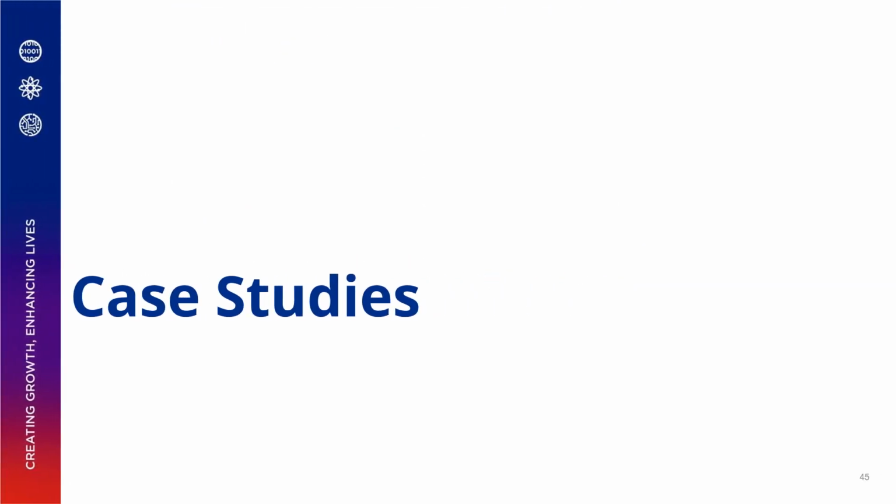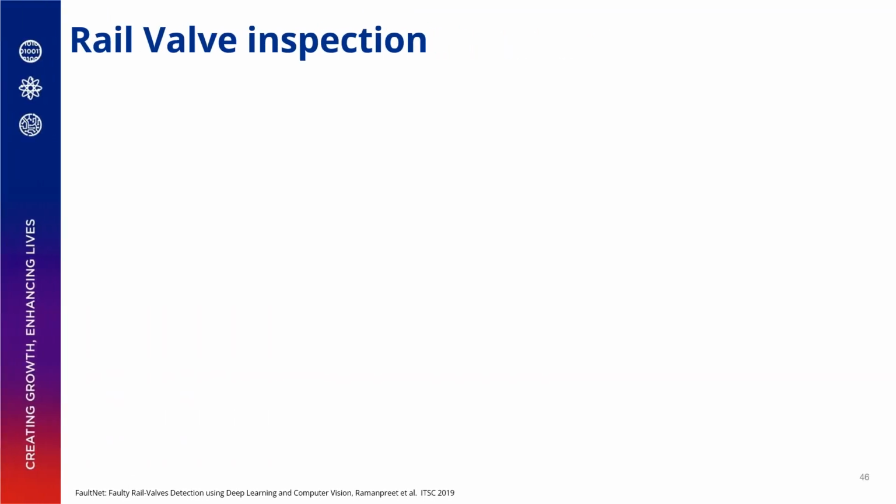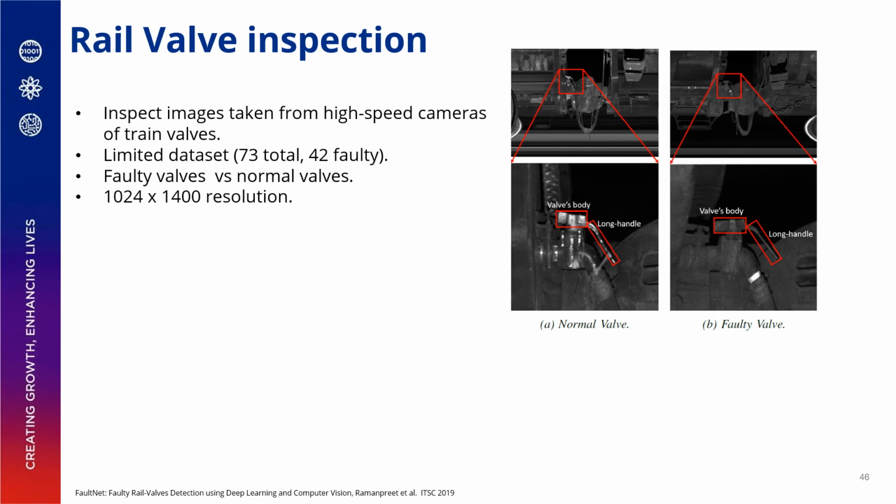Now let's take a look at some of the actual works in segmentation that our group has looked at, where we use both 2D and 3D segmentation to achieve certain goals. One of the projects we had was valve inspection in the SMRT dataset. These images were taken from a high-speed camera of the sides of the train, and essentially we're looking for these train valves.